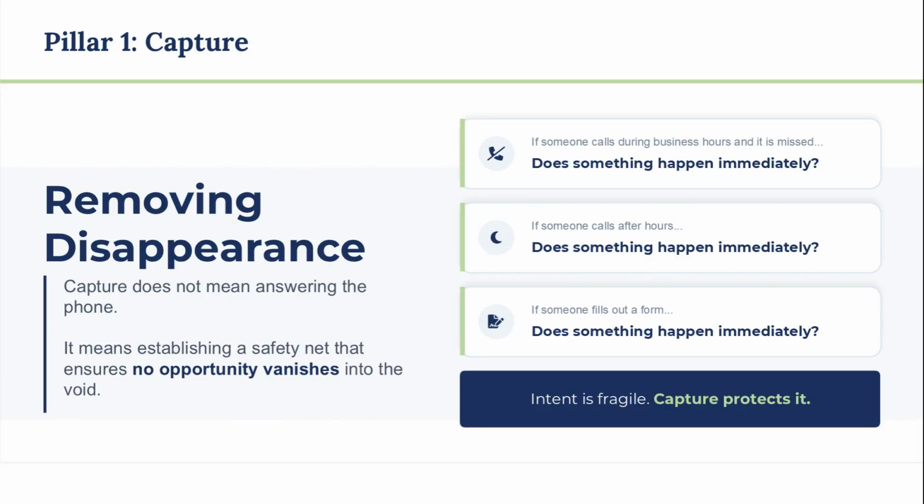Capture. Capture ensures that interest becomes connection. Someone hears about the practice. They visit the website. They call the office. They ask a question. And in that moment, intent is present. But intent is fragile. If that moment is not supported, it fades.